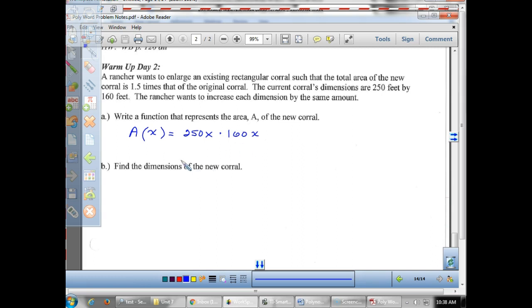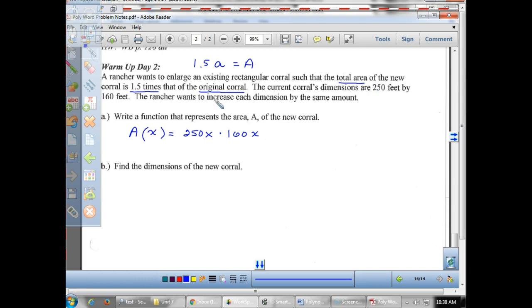Okay. Now let's break this down. I think that's definitely on the right track, but let's see. If the total area of the new corral is 1.5 times that of the original corral, it's like you have the original area times 1.5, which gives you your new area. And the current corral's dimensions are 250 by 160.